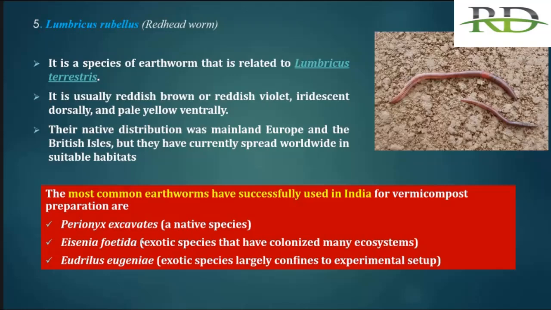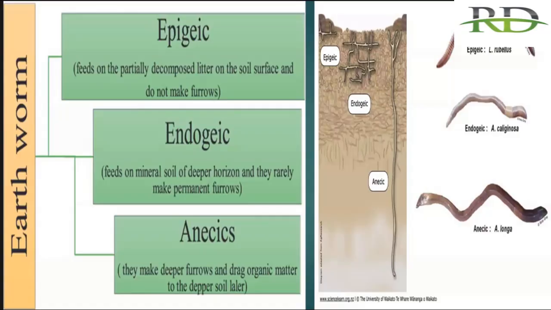But earthworms have three stages: epigeic, endogeic, and anecic. It means how far the earthworm goes. Some earthworms feed on the surface as surface feeders. Some go deeper, making furrows in a deeper layer. Another goes deeper and deeper.